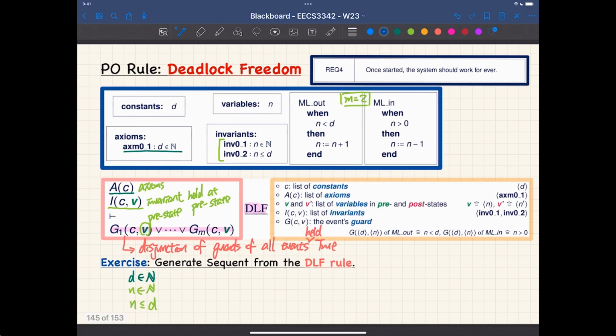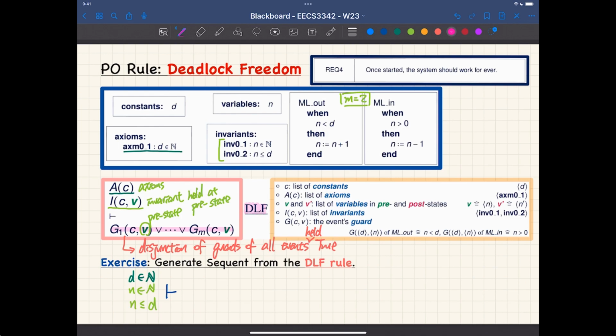Let me just draw a line horizontally. What will be the goal? Anybody want to try? Anyone? Yes, please speak up. The guards? Yeah, just tell me exactly what I should write. Conceptually, yes, you want to disjoin all the guards together, right? In this case, how many events do we have? 2? Yeah, tell me the guards. This is one guard. This is one guard, right? And how should we put them together? Disjunction. All right? Let's do that.